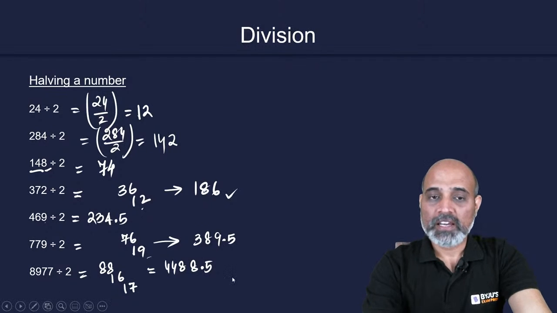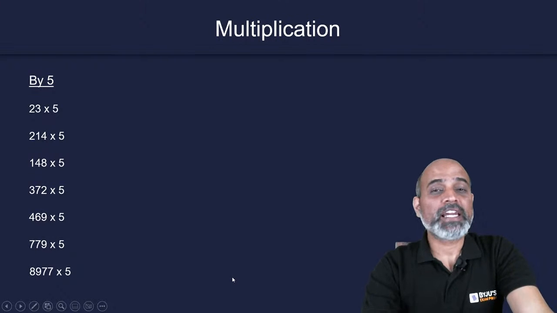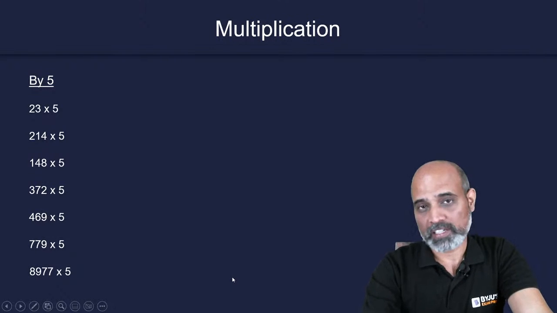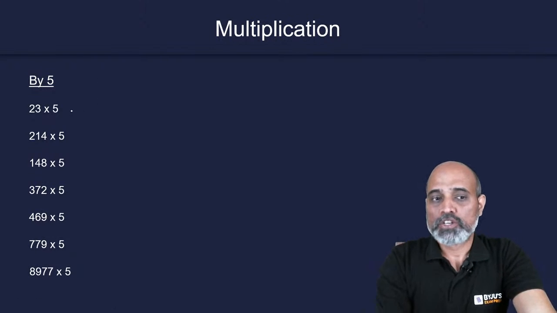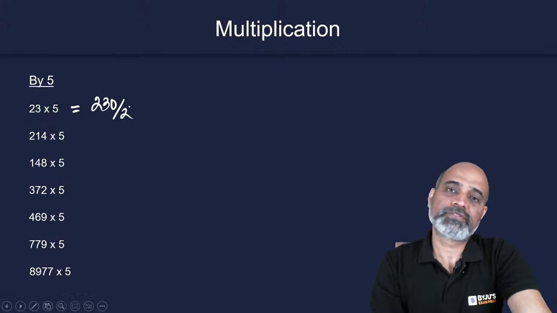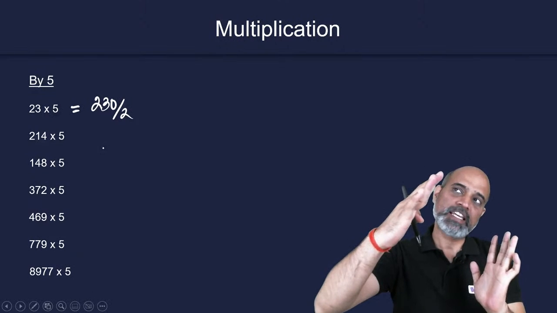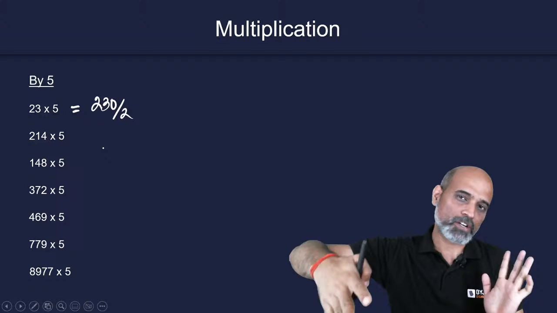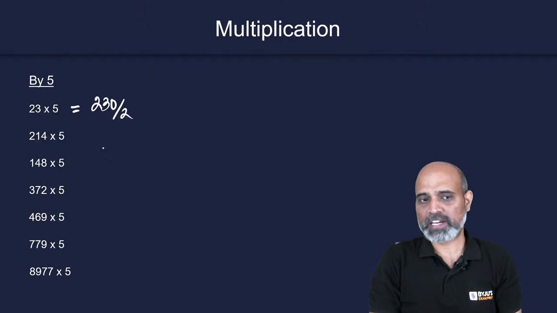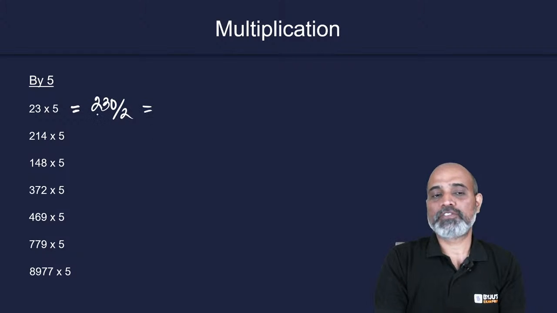Right? Now, if you can halve a number, you can multiply a number by 5 as quick as that. 23 into 5 is same as half of 230. देखो, एक नंबर का 5 times is same as 10 times करके आधा कर दो. 10 by 2 is 5 only. So 230 का half, 2 का half is 1, 30 का half is 15.